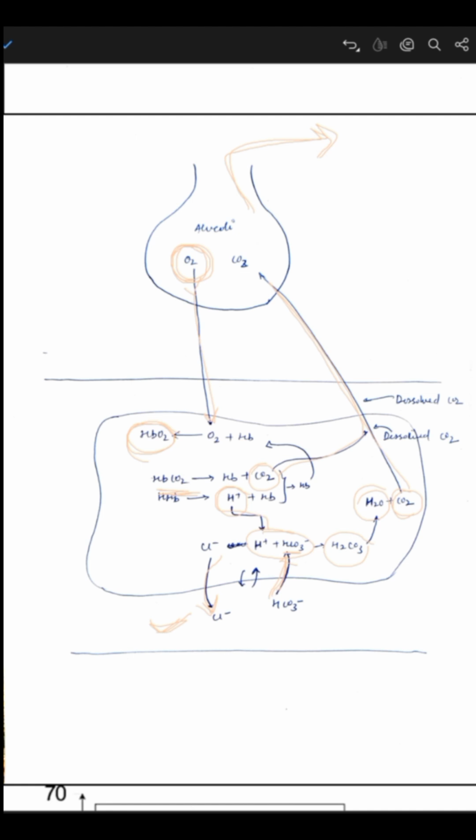Now, as we know, partial pressure of CO2 at alveoli is 40 mmHg and partial pressure of CO2 in blood is 45 mmHg. This change in partial pressure of CO2 leads to release of the dissolved form of CO2 from blood to alveoli and from alveoli to the outside environment. This is how the transportation of CO2 happens.